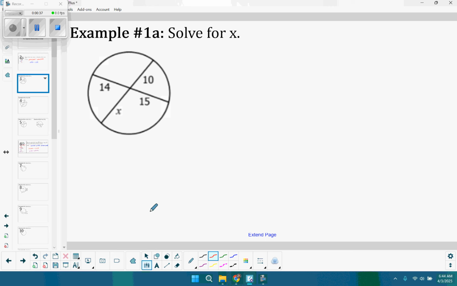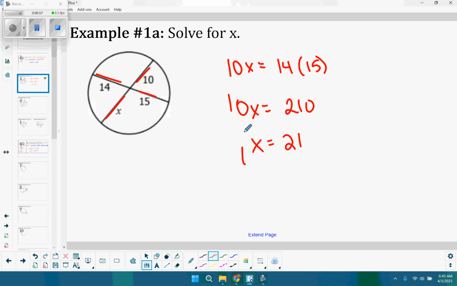So for example, 1a, if I'm going to do piece times piece, this piece times this piece would be 10 times x, and this piece times this piece would be 14 times 15. So we have 10x equals 210. Divide both sides by 10, and we get x is 21.